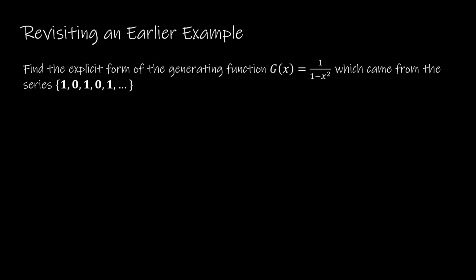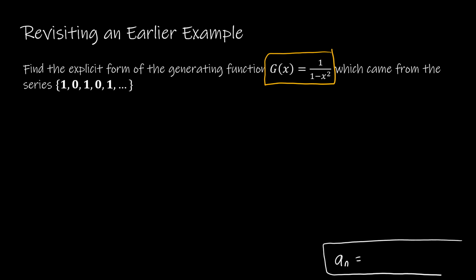When we learned in 8.4.2 how to deal with the fundamental identity and doing some manipulations, we said in order to get the series 1, 0, 1, 0, 1, 0, and so on, we would use the generating function g of x is equal to 1 over 1 minus x squared. What I want to do is, at the end of this question, get down to the point that a sub n is equal to something where that something is a function of n. So how am I going to do it?